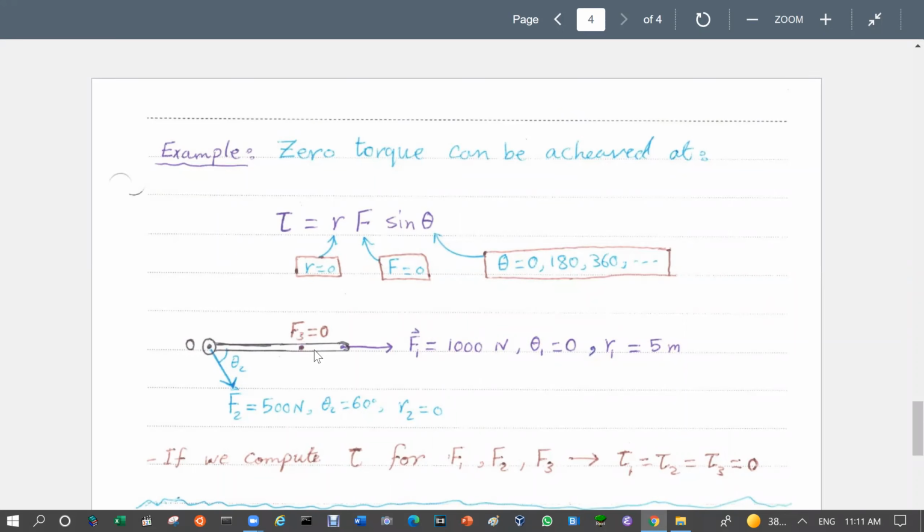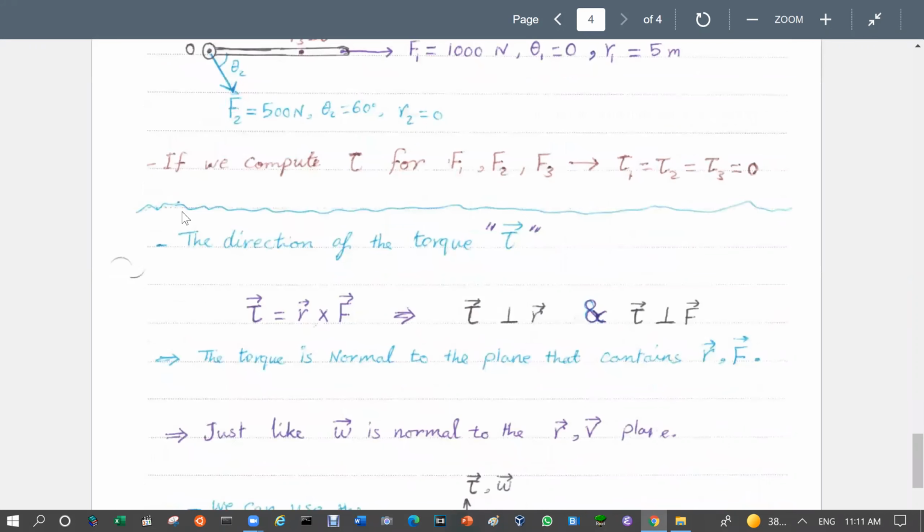Okay? So we have zero torque for these conditions. Maybe I will ask you in the final exam what the conditions are, just like I did for the work in the second midterm exam.